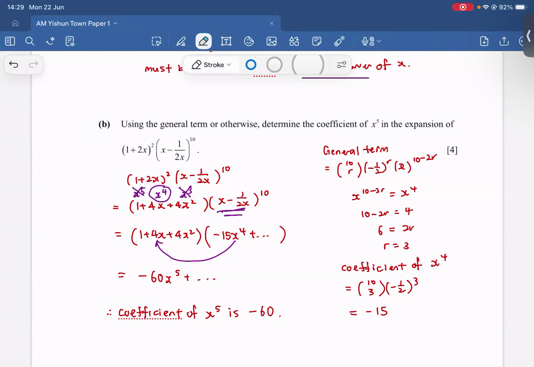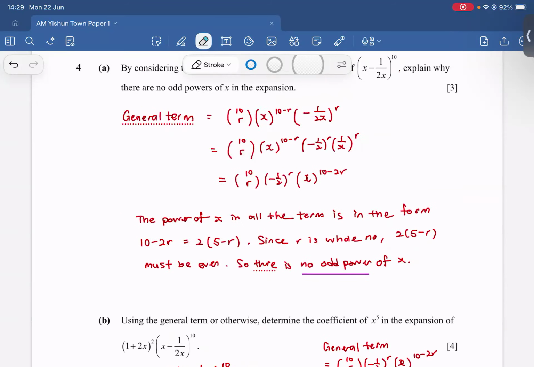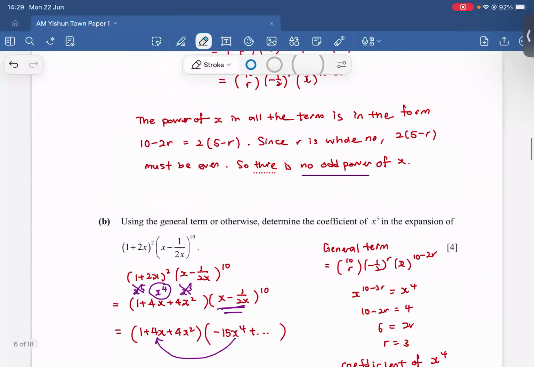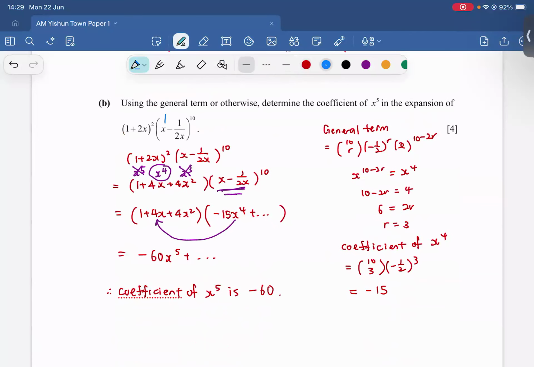Then you think from there. So when do you normally use the general term? When do you normally expand? This is just a bit of a clue. When both terms have x, normally we use the general term. If one term is a number and the other term is x, we will just expand. These are just some little things that will make life a bit easier for yourself.